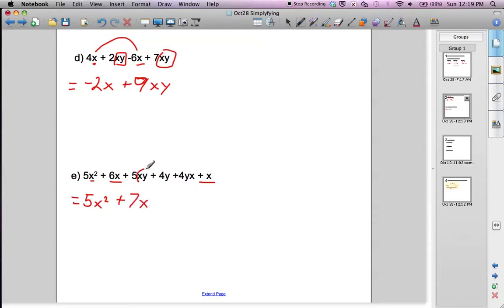Now here we have an xy and a yx. Are those the same or are those different? Well, if we look at the product 3 times 4, that is exactly the same as 4 times 3. They both equal 12. Okay? So multiplication is commutative. You can write them in either order you want. So xy is exactly the same as yx. So they are the same here. They are the same variable part. So we can add those together. We have 5xy and 4xy gives you 9xy.